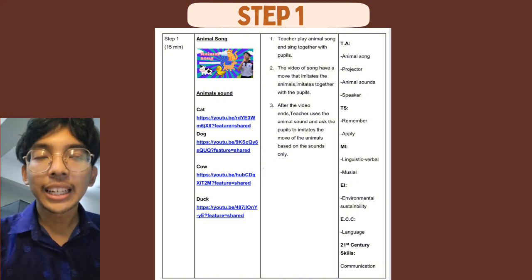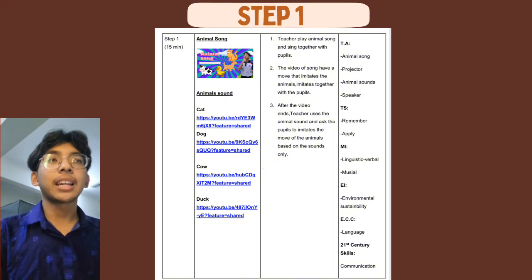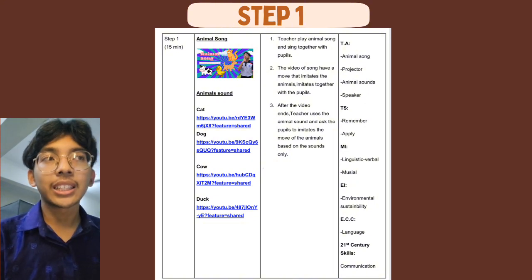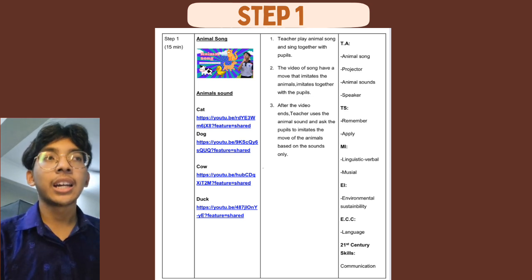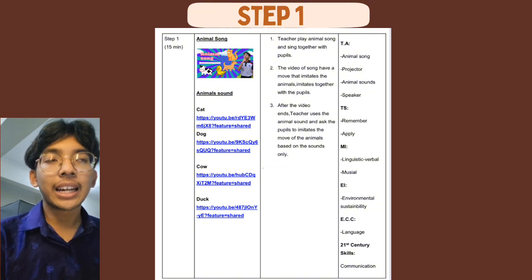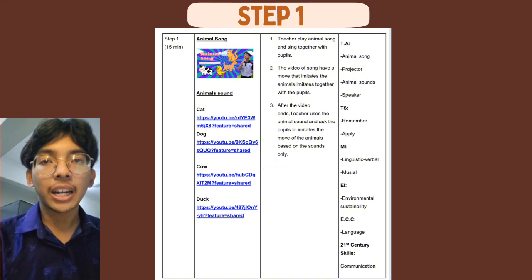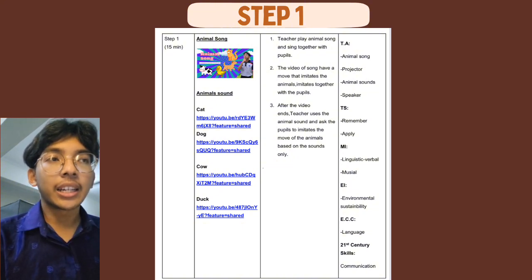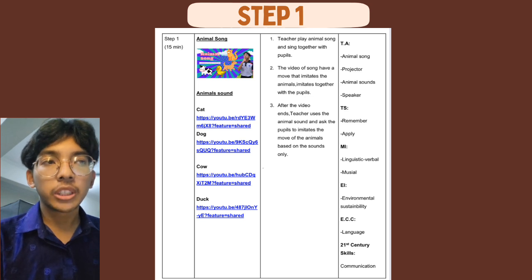So the teaching aids for this step are animal songs. It comes with projectors, four animal sounds and the speakers. The teaching skill that I am targeting is remember and apply, and it is linguistic, verbal and musical. And the 21st century skill that I want to implement is communication.